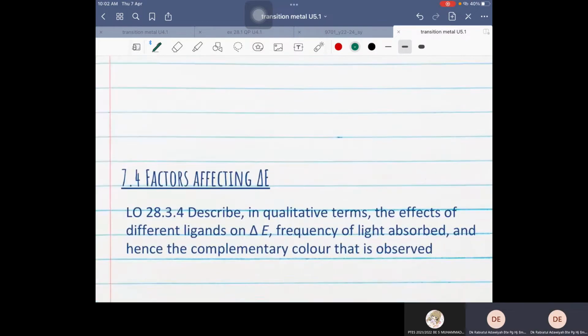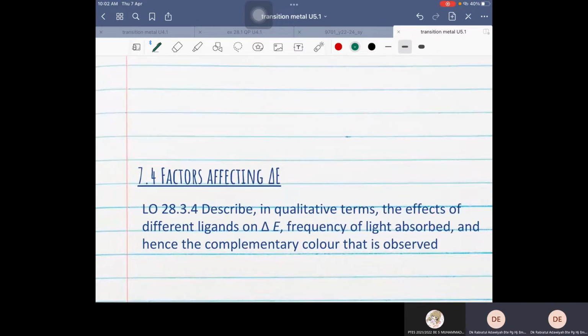So next, we're going to look at the factors affecting delta E qualitatively, the effects of different ligands on delta E.